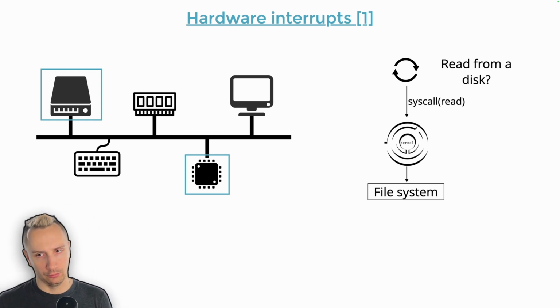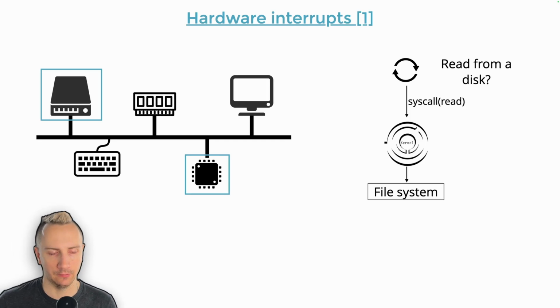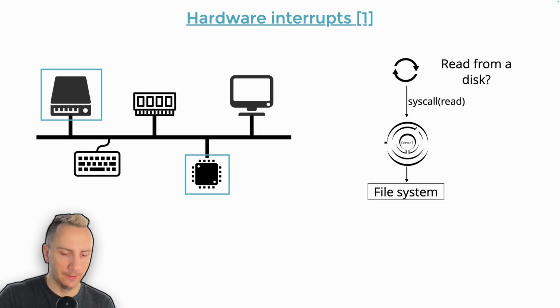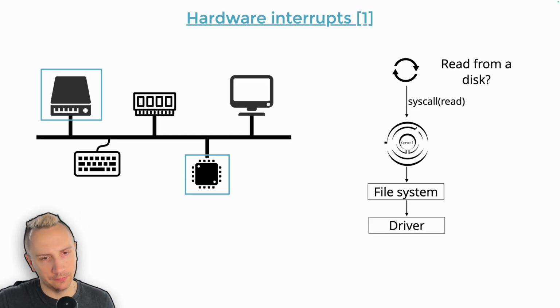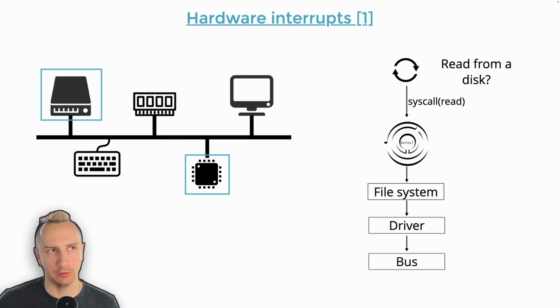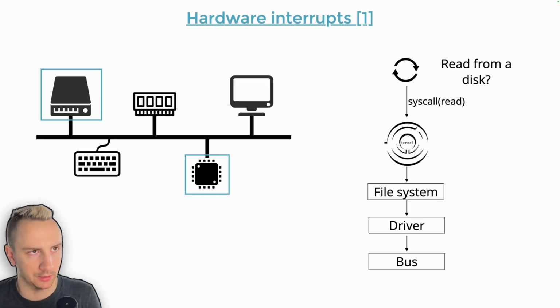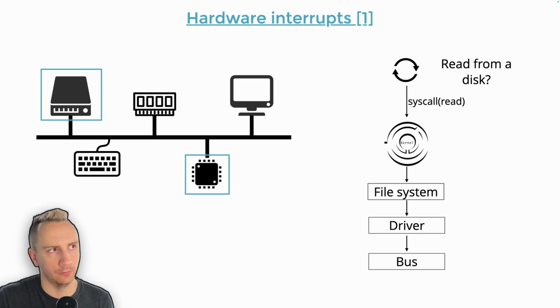Then this turns into a more simple request like read from the specific device, specific bytes, starting from this and this much. So it will be sent to the driver, which can execute such operations, and then the driver will send the request to the device somehow. Typically this would be through the bus on the motherboard. So the driver will put the request on the bus and the disk will read the request from the bus. This way the request is sent to the disk.